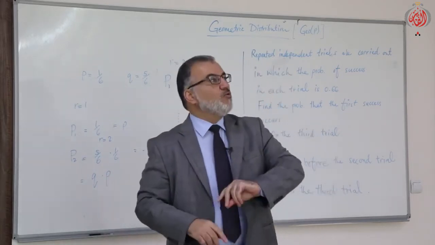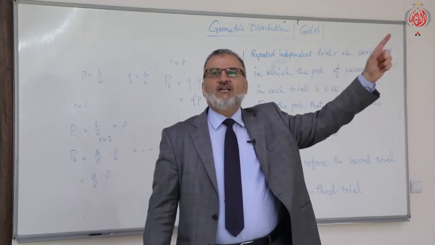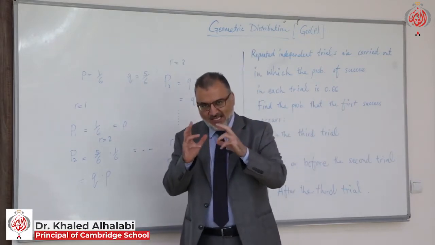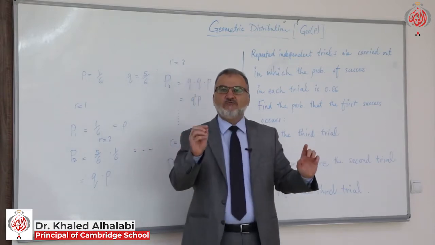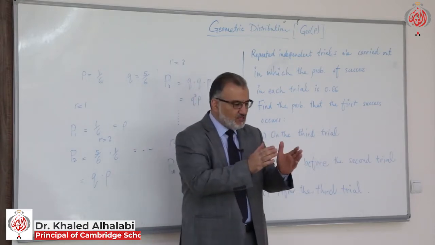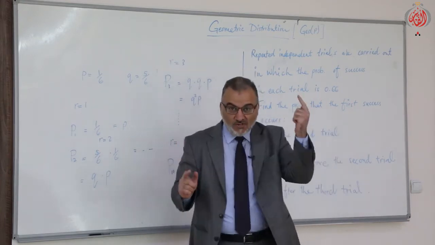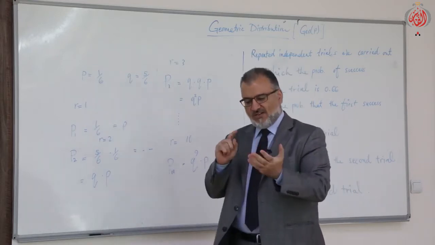Then you will see. What will be the probability that the first success will appear in the hundredth toss, for example? It is like this. So this is the geometric distribution. Geometric distribution represents the number of failures till the first success occurs. Is it clear? So these are the conditions now.